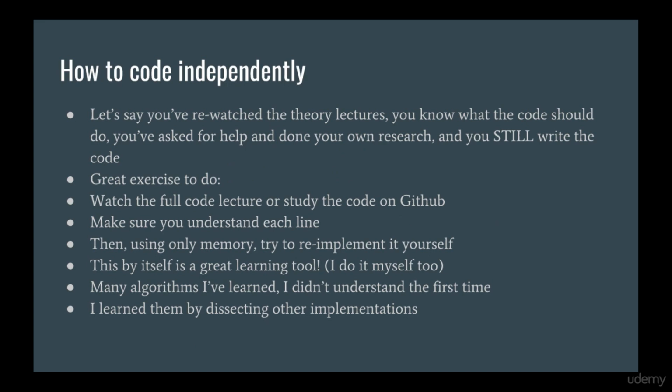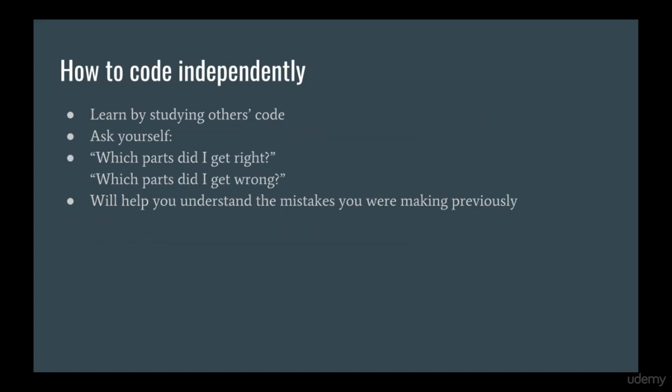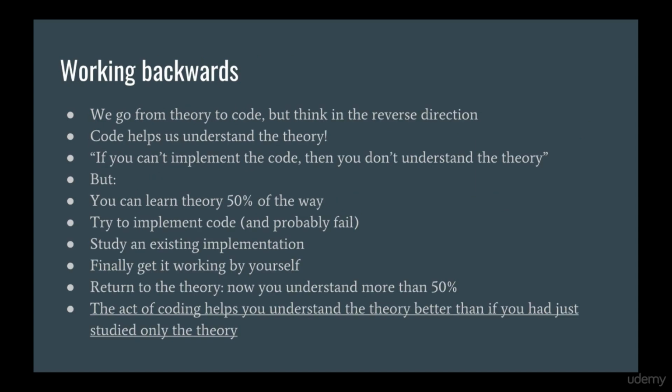Many of the algorithms I've learned, I didn't understand them the first time. I learned them by looking at someone else's implementation and dissecting it. I looked at each part and I asked myself, which parts did I get right and which parts did I get wrong? This helps you understand the mistakes you were making previously. The cool thing about implementation is it works backwards too. We go from theory to code, but thinking in the reverse direction, the code actually helps us understand the theory better also. I always say that if you can't implement the code, then you don't understand the theory.